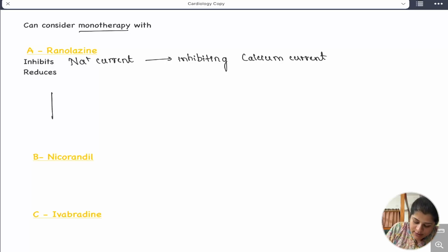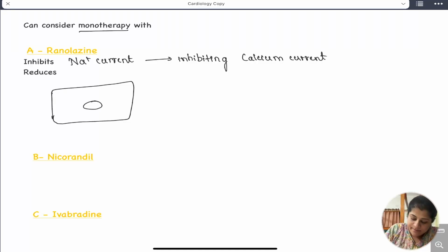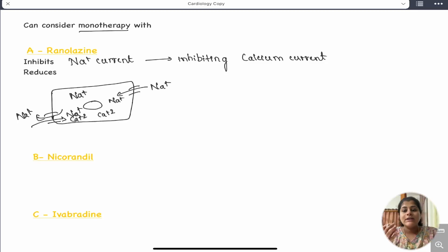I'll show you. Imagine this is a cardiac cell. This is the nucleus. Now here there is a sodium channel. Sodium enters the cell through this and gets accumulated inside. Now this sodium is getting exchanged with calcium. Sodium goes out and in turn the cell gets calcium. Now intracellular calcium increases, which in turn increases contractility of the heart.